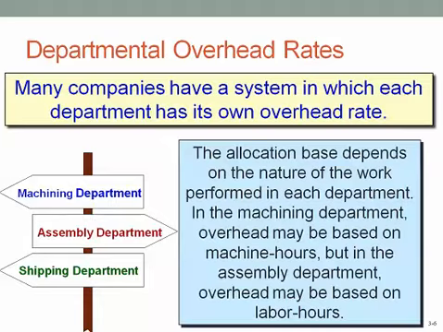So for instance, in our machining department, if it's highly automated, we might choose to assign overhead costs incurred in the machining department on the basis of, say, machine hours. But our assembly process and perhaps our shipping departments, they're very labor intensive, and we might continue to allocate overhead within those departments on the basis of direct labor hours.